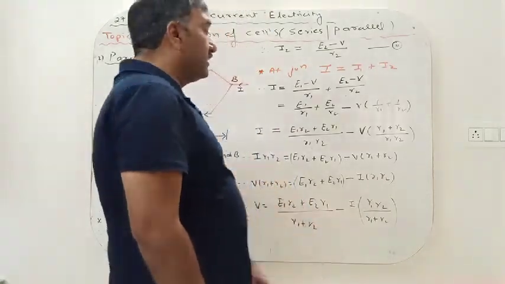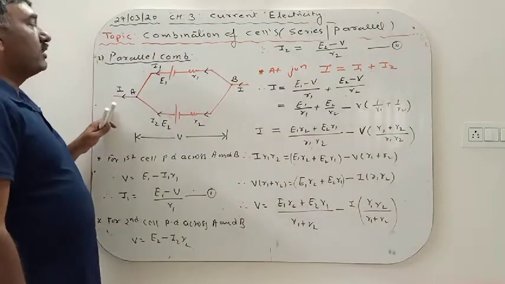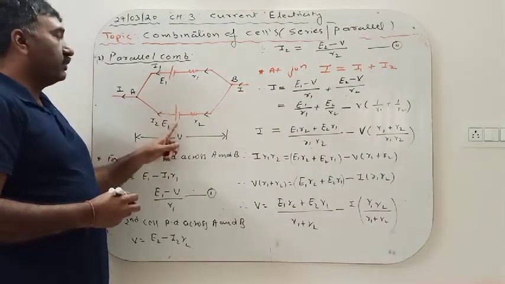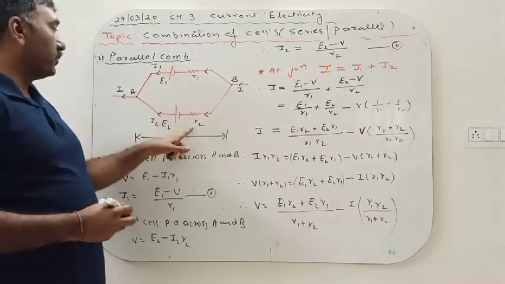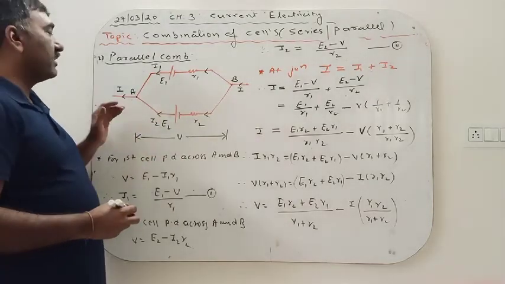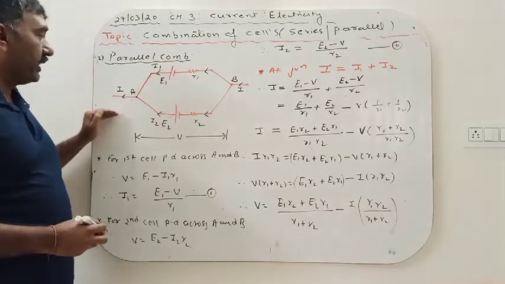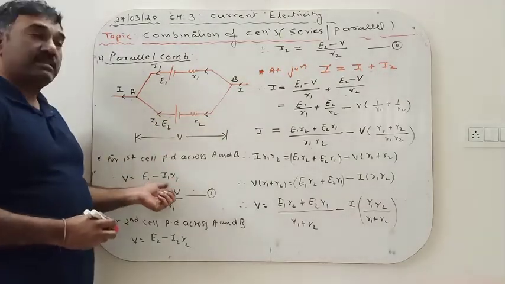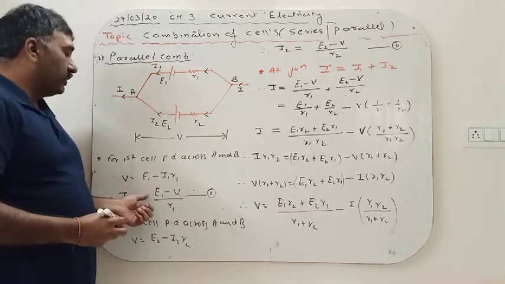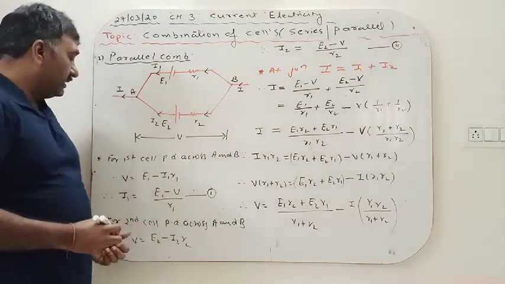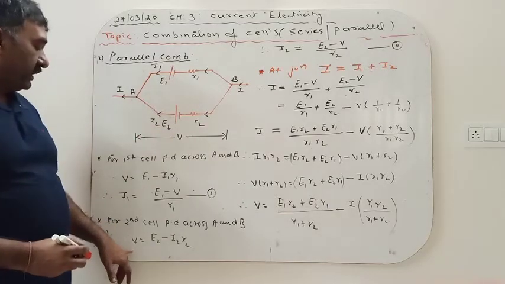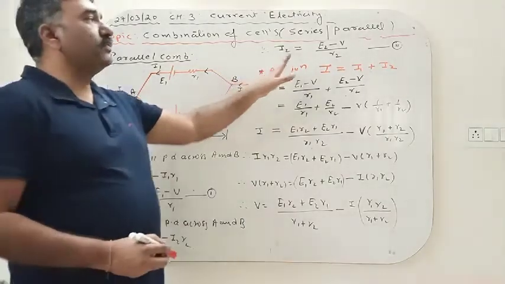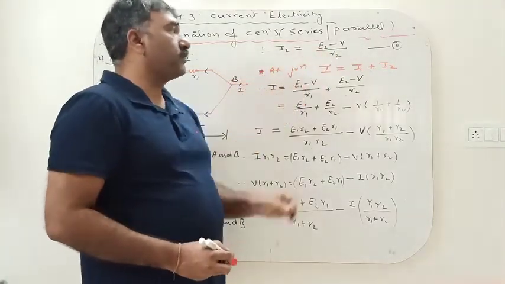So again, repeating the same point. We are having a parallel combination. Here we have two cells of EMF E1 and EMF E2 with their respective resistances R1 and R2, and I1 and I2 are the electric currents passing through the two cells. The potential difference between points A and B, V is equal to E1 minus I1 R1, so I1 is equal to E1 minus V upon R1. Similarly, for the second cell, V is equal to E2 minus I2 R2, and I2 is equal to E2 minus V upon R2.